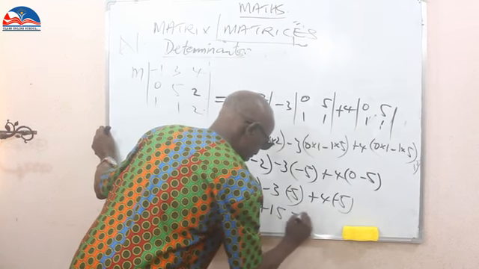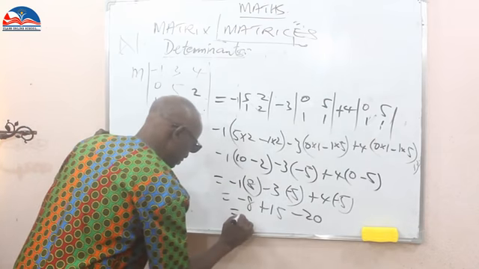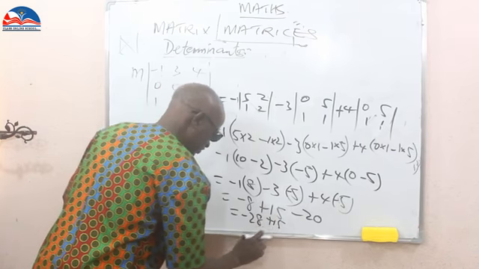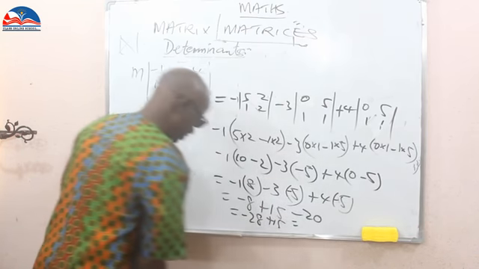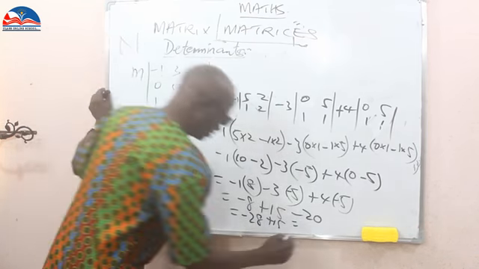And here is a minus 20, but this is 4 times minus 20. Bring all the minus together: minus 28 plus 15. That leaves us with minus 13. 13 is the answer. That's all for this.